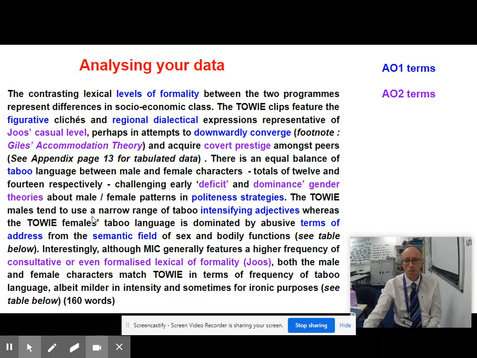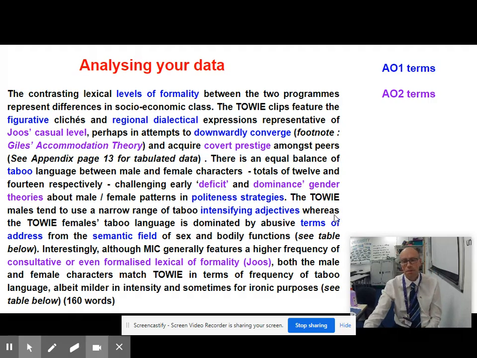The TOWIE males tend to use a narrow range of taboo intensifying adjectives, whereas the TOWIE females' taboo language is dominated by abusive terms of address from the semantic field of sex and bodily functions. Full stop. A couple of things I want to draw attention to there. Tend to. So we've got that kind of relational verb that's used there that is not being too certain and deontic about things. So if you're producing a good academic piece of analysis, then you want to be hedging your bets a little bit and not using language which is too overly certain. So in this case, epistemic modal auxiliary verbs are going to be useful to use, or hedging adverbs and adverbials like perhaps or maybe. So you're showing that language is not necessarily cut and dried. So that's an important area to look at.